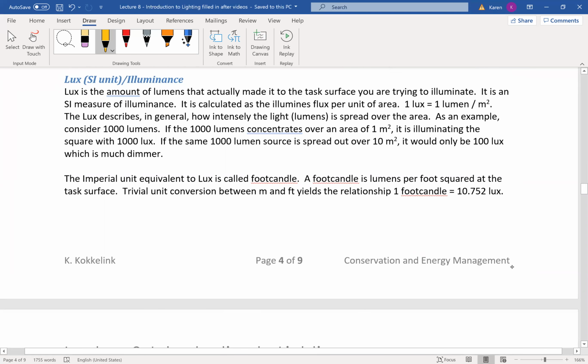Now, back to quantity of light. Lux. Lux is an SI unit. Lux is an SI unit for illuminance.